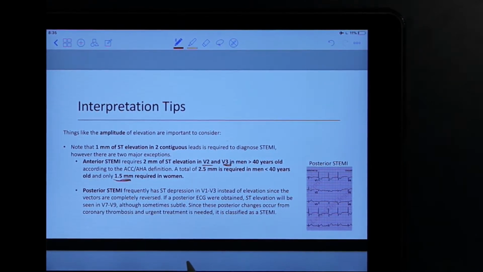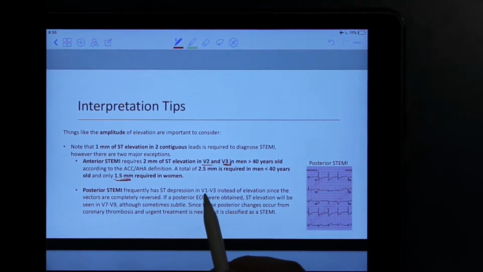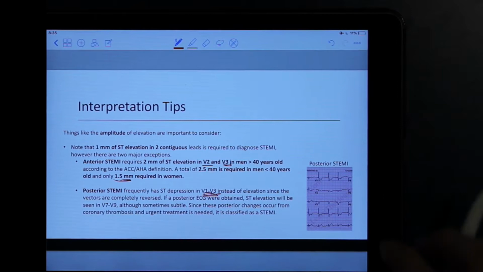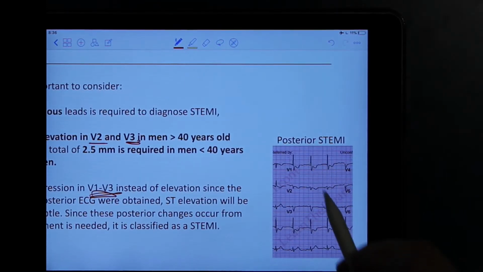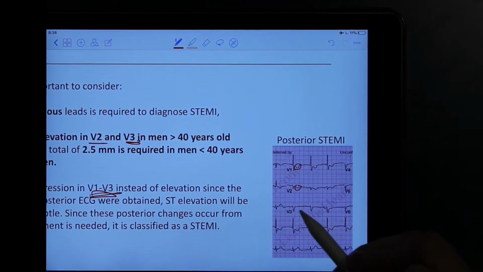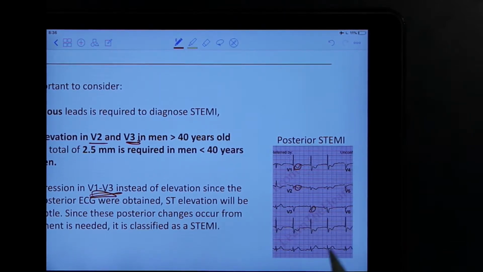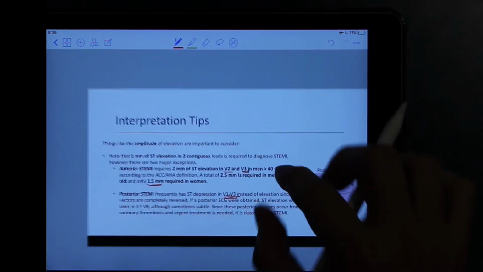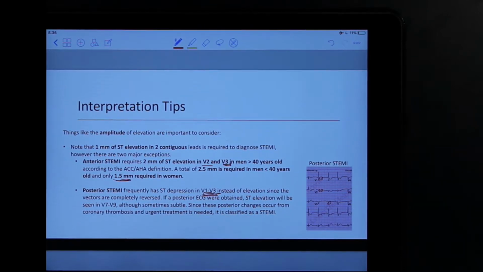The other exception is the posterior STEMI. We frequently see ST depression in V1 to V3 instead of elevation because the vectors are completely reversed. So if we zoom in here to this posterior STEMI, we can see that there's actually depression of the ST segment instead of elevation. However, if we were to put on leads V7 to V9, which go around the back, we would see ST elevation.